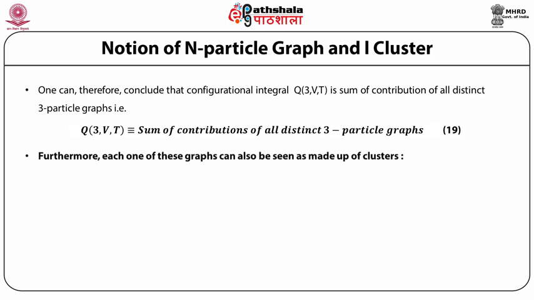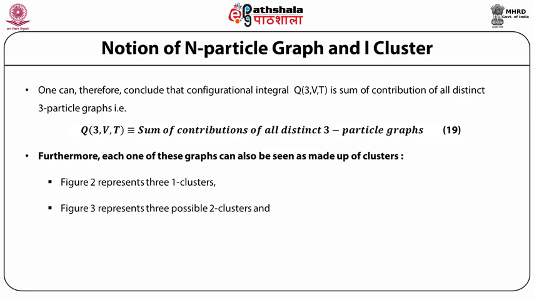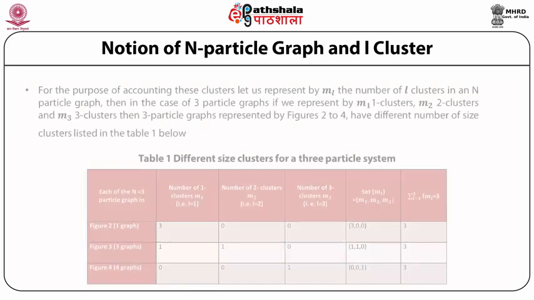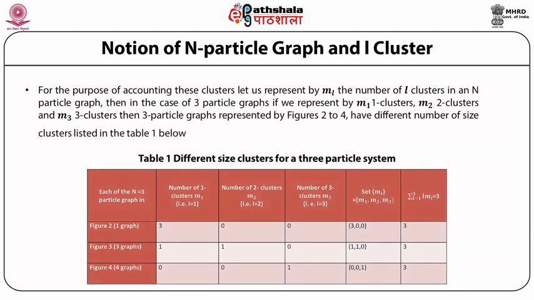Furthermore, each one of these graphs can also be seen as made up of clusters. For example, number 1, figure 2 represents 3 1-clusters, number 2, figure 3 represents 3 possible 2-clusters, and number 3, figure 4 represents 4 possible 3-clusters. It is obvious from here that each of the l-clusters corresponds to an l-particle graph in which each of the l circles representing a particle is directly or indirectly linked with every other circle in it. For the purpose of accounting these clusters, let us represent by ml the number of l-clusters in an n-particle graph.